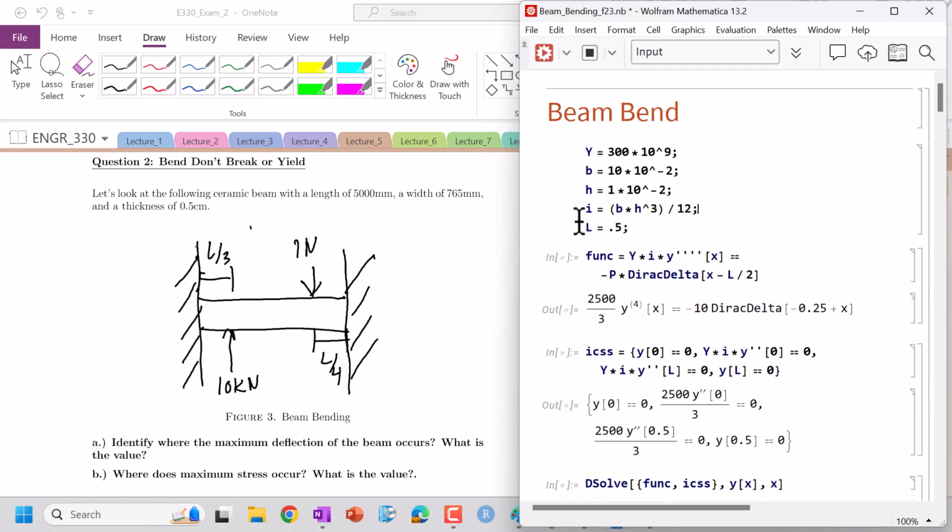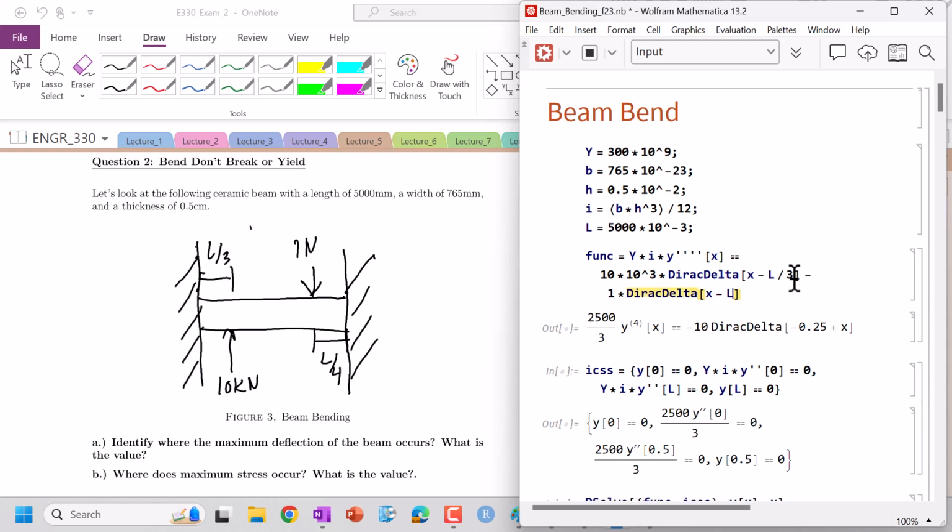Forget about this load. My width is going to be 765 millimeters. My thickness will be 0.5 centimeters. And my length will be 5,000 times 10 to the minus 3. And we can set our function as a positive 10 times 10 to the 3 Dirac delta of x minus L divided by 3, and then minus 1 times Dirac delta of x minus L divided by 4.